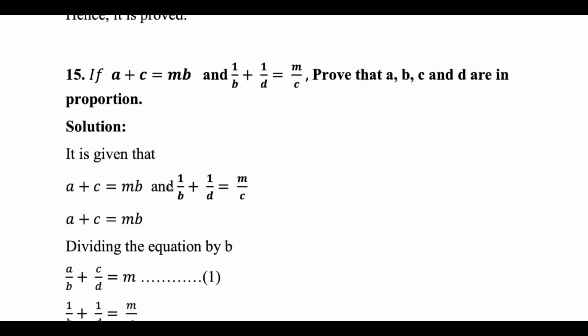Come to the next problem. If A plus C is equal to MB and 1 by B plus 1 by D is equal to M by C, prove that A, B, C and D are in proportion. So how to solve? A plus C is MB and 1 by B plus 1 by D is equal to M by C, it is given. So A plus C is equal to MB, dividing the equation by B, we get A by B plus C by B is equal to M. Write it as equation number 1.